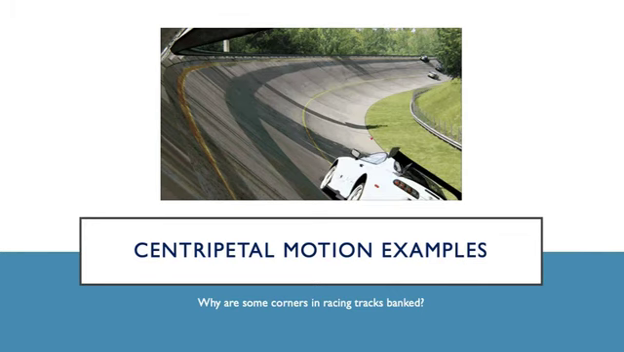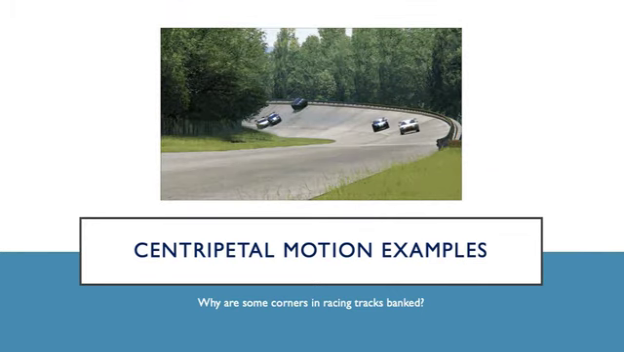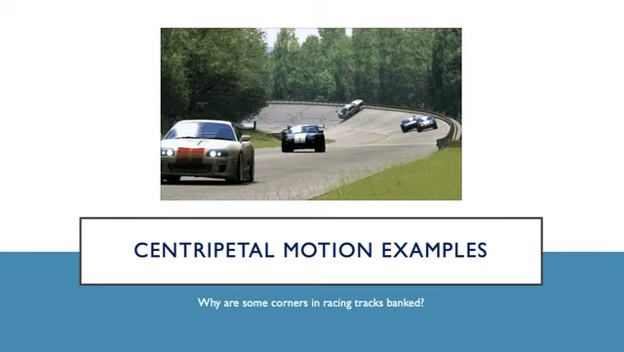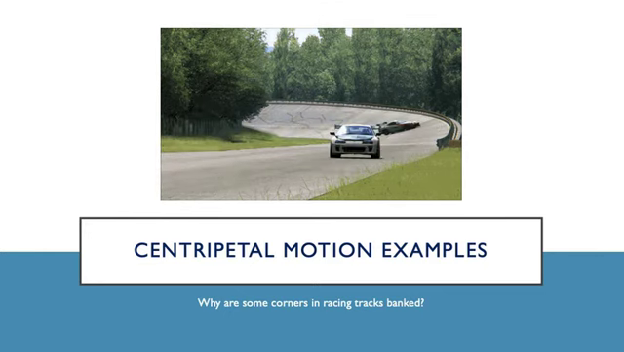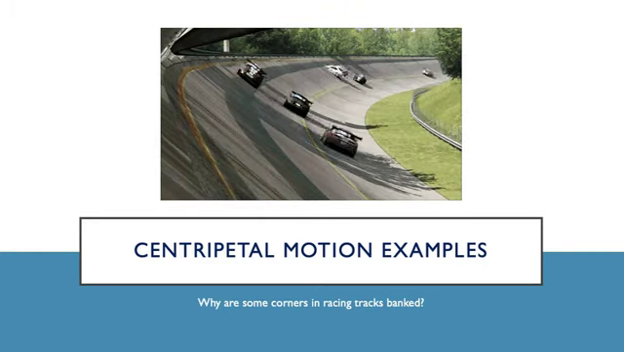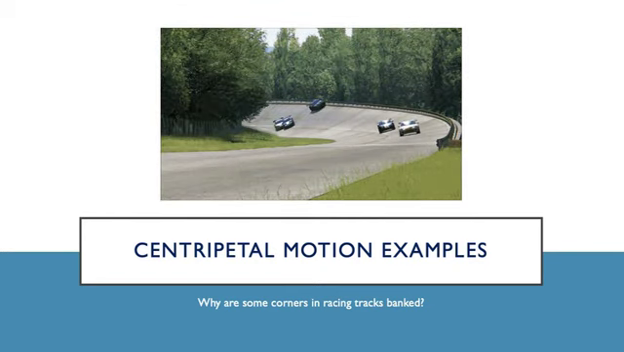So our question at the beginning was, why are some corners in racing tracks banked? And that's to enable cars to travel around those corners faster, so that we have a component of the force acting towards the centre of the circle, that's coming from friction caused by gravity that's pulling that down.